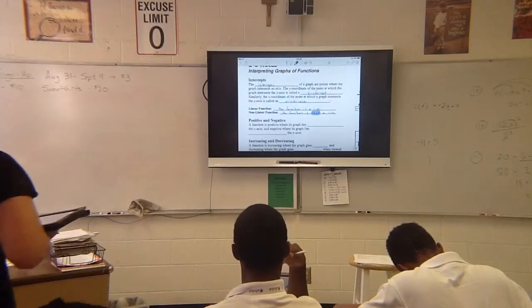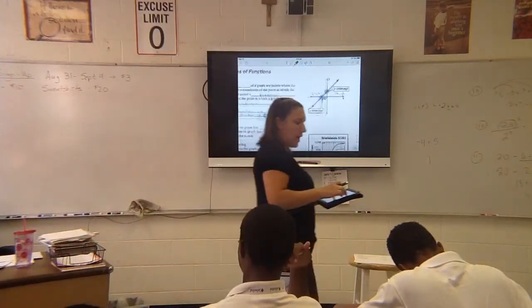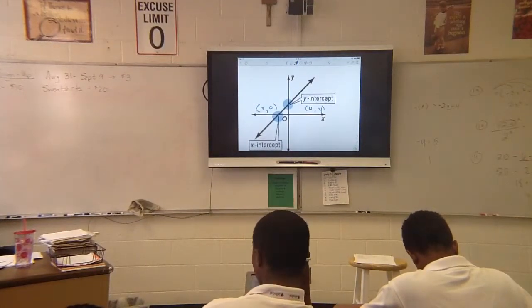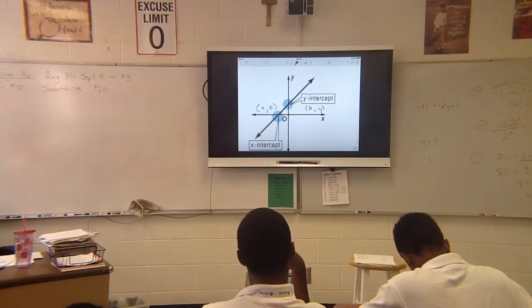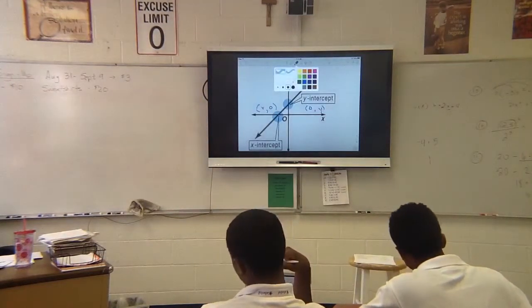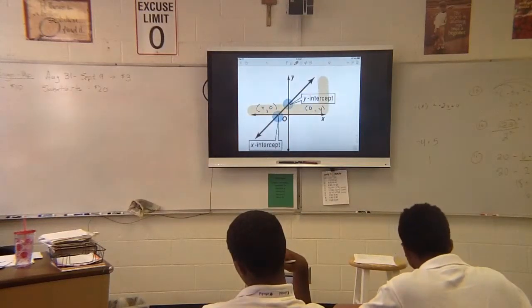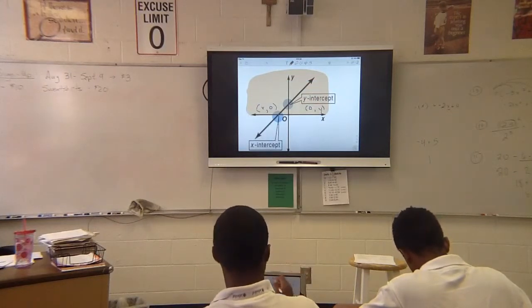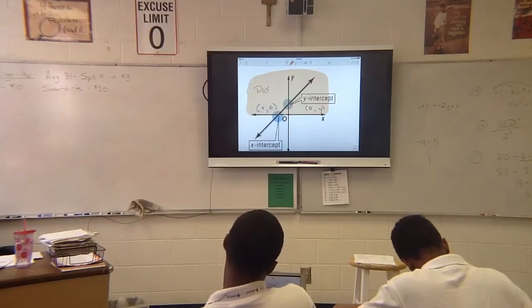Okay, the next thing we're going to have to talk about is positive and negative. When I'm looking at a graph, where do you think your graph is positive? Anybody got a theory? Yeah, on top. Nice job. If I look here, like this orange, everything up here is positive. So anything that's above the x-axis is positive.